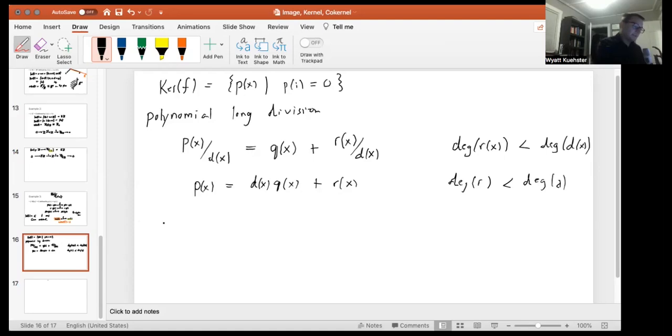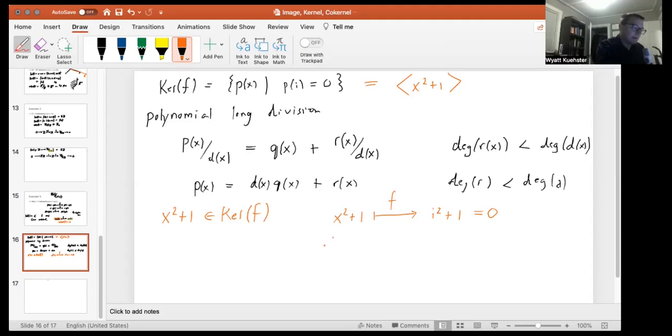So I'm going to apply this. I want to show that everything in the kernel of f is something in the ideal generated by x squared plus 1. So the first step is to show that x squared plus 1 is in the kernel of f. This is because if I apply f to x squared plus 1, I get i squared plus 1, which is 0.